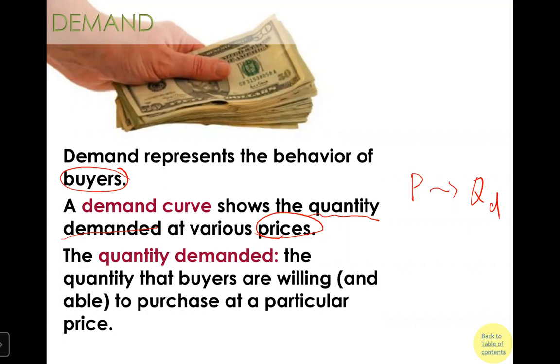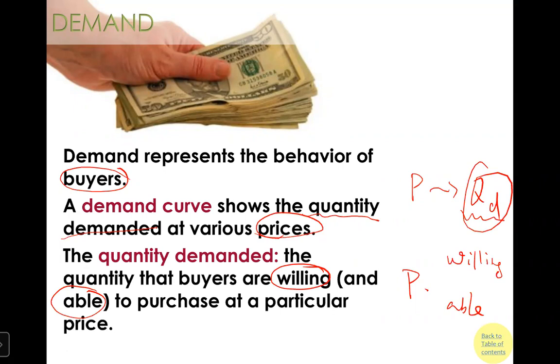Now the question is, what is quantity demanded, or QD? QD, or quantity demanded, is defined as the quantity that buyers are willing to and able to purchase at a particular price. How do we understand that? Given the price, quantity demanded, this QD, is what the buyer is willing to and able to buy. So these are two separate concepts.